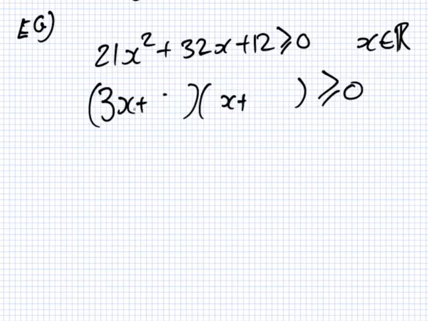But let's not forget I said that x must be an integer. So I can't use, for example, minus 2.5. X must be an integer. So that means I can only have minus 11, minus 10.